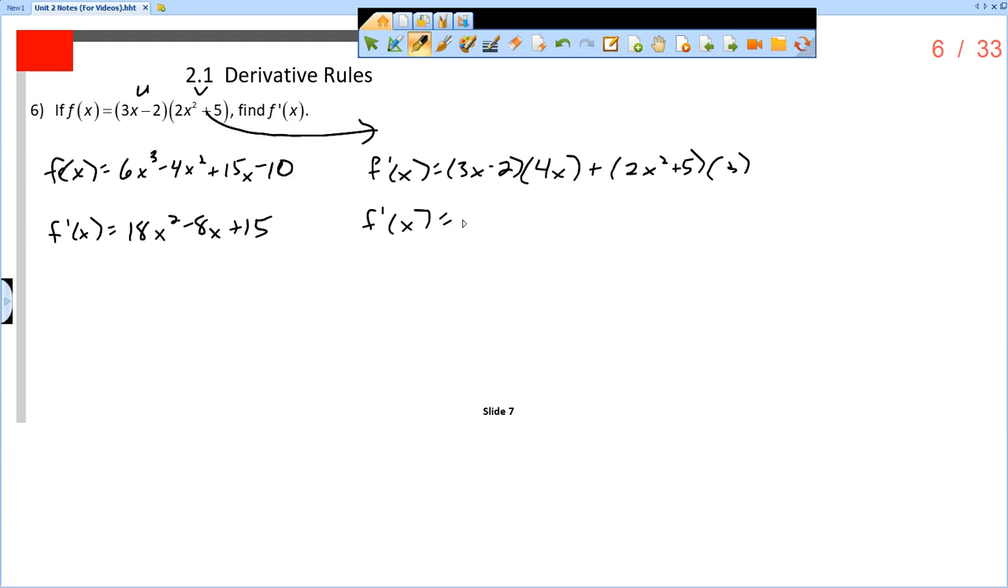So 3x times 4x is 12x squared minus 8x, and then plus 6x squared plus 15. Now we simplify a little further. We have 12x squared and 6x squared, so 18x squared minus 8x plus 15, right? So obviously these are the same. So these are two different ways of doing that problem. All right, moving on to slide number 8.